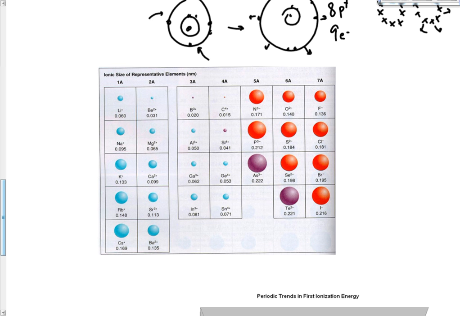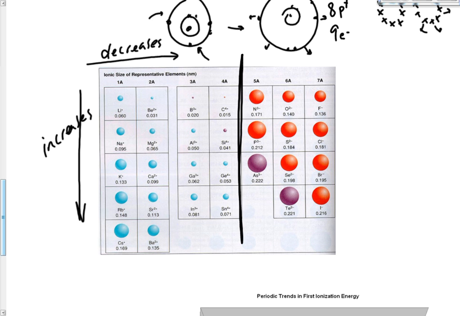This is your ion size. So again, it gets bigger as you go down, and it decreases as you go left to right. Now, the one caveat to that is right here. It resets when you get to negatives. So it resets here, but then follows the same patterns. It still gets smaller as you go left to right, and still increases as you go top to bottom.